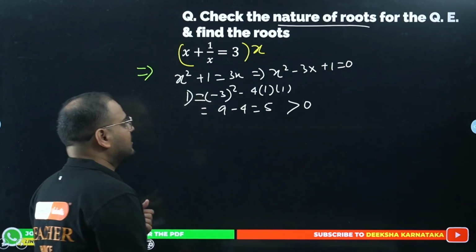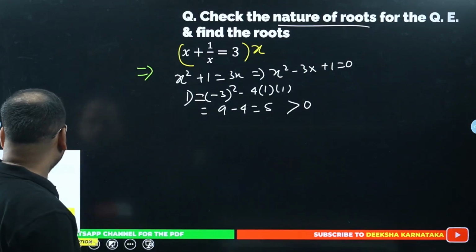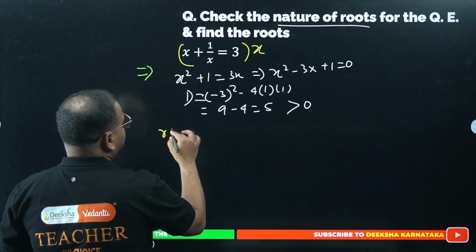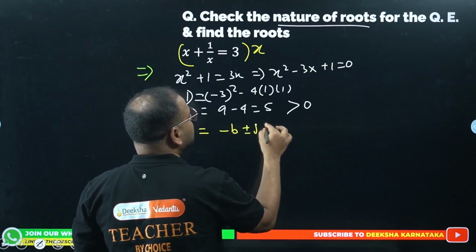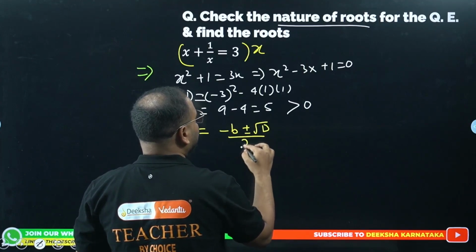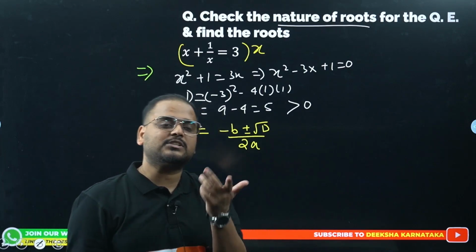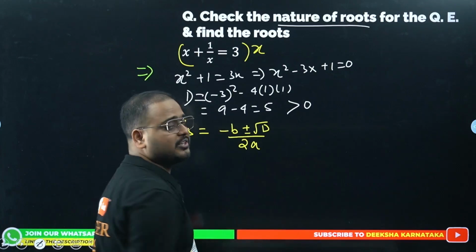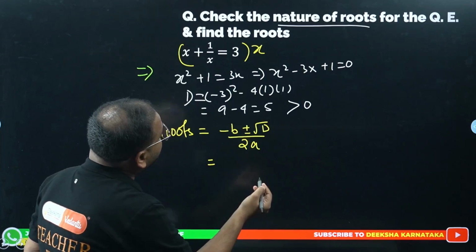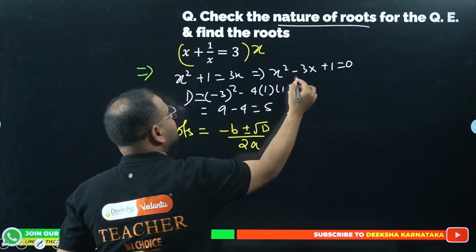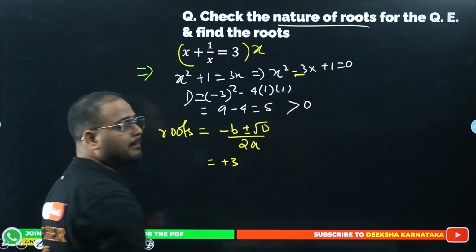Distinct and real. Great. Now what is the formula to find the roots? Siddhacharya formula we will use. Roots equal to minus b plus minus root D upon 2a. Why plus minus, sir? Because if you take the root of any number, it comes both positive and negative. Both cases can be true. Okay, so let's do it quickly. Minus b is how much? Minus of minus 3, which will become plus 3.